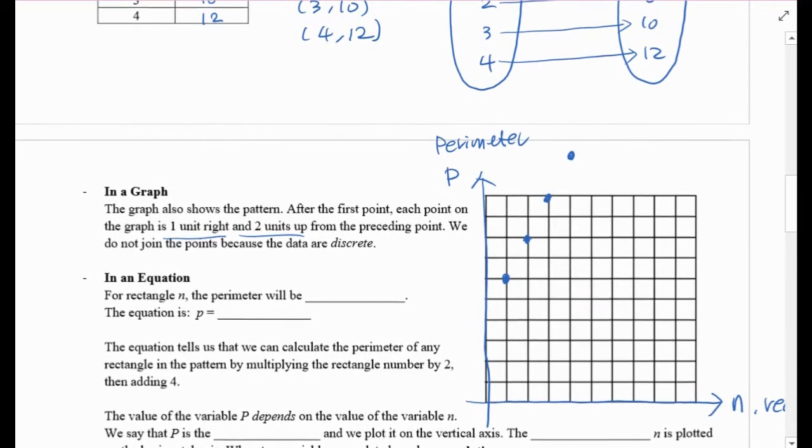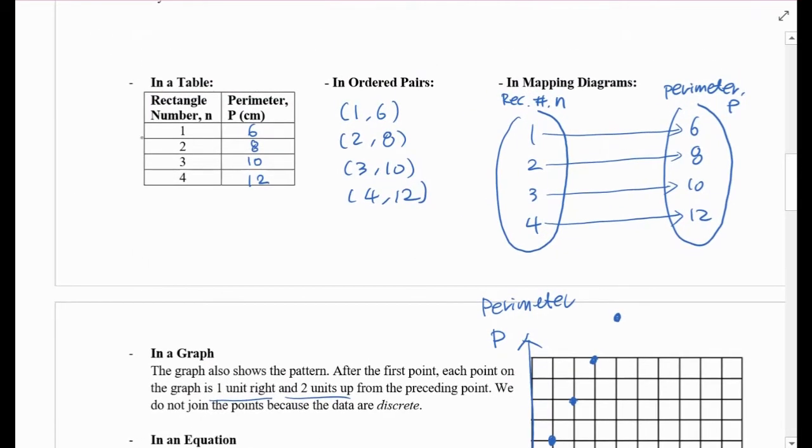And in an equation, everyone, this is increased by 1, this is increased by 2. So you always start with the dependent variable. P equals something times n plus something. Since this is increased by 2, the rate of change is 2. So the rectangle number is increased by 1, and the perimeter increased by 2. The rate of change is 2 divided by 1, right? So 2 divided by 1 is 2.